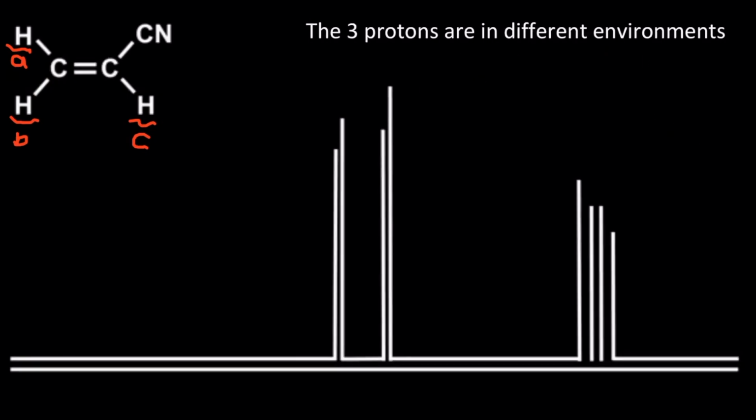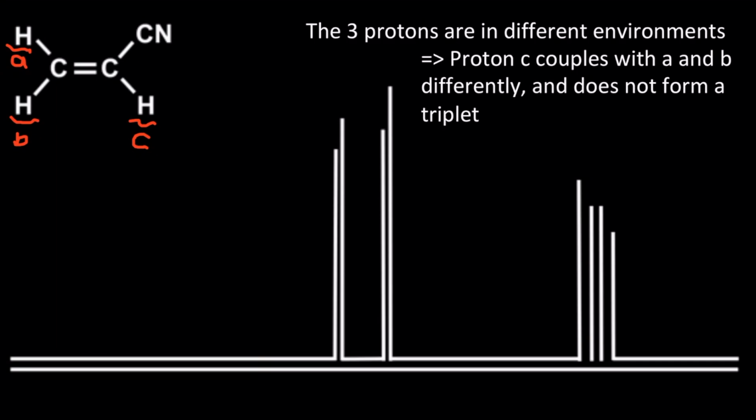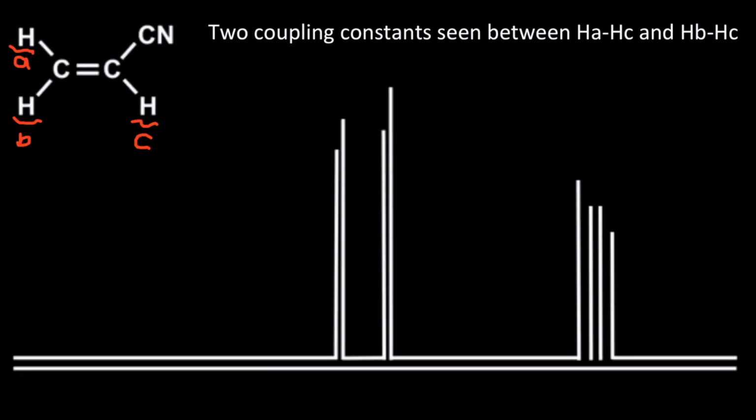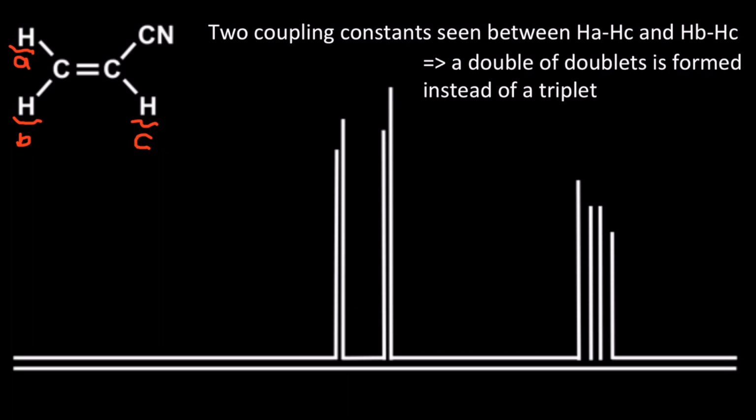chemical environment. Originally, we might expect Hc to display a triplet signal due to the presence of 2 protons attached to the adjacent carbon. However, Hc actually couples to Ha and couples to Hb differently. Thus, there will be 2 different coupling constants, one between proton A and proton C, and the other between proton B and proton C. Therefore, instead of a triplet, a doublet will be formed due to proton A, and another doublet due to proton B, leading to the formation of a doublet of doublets.